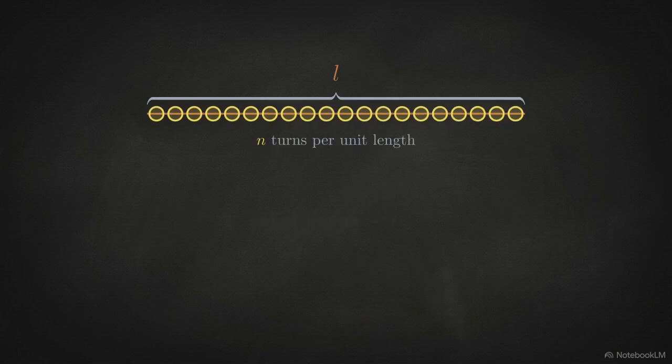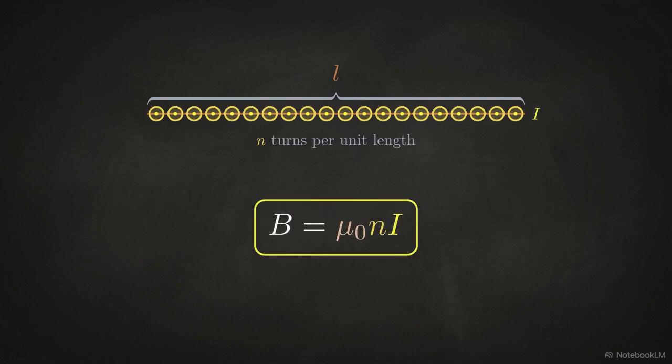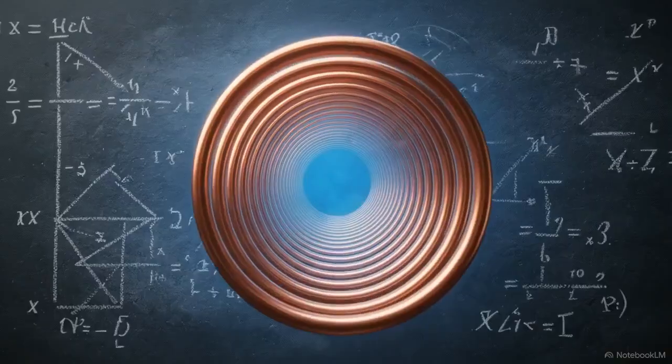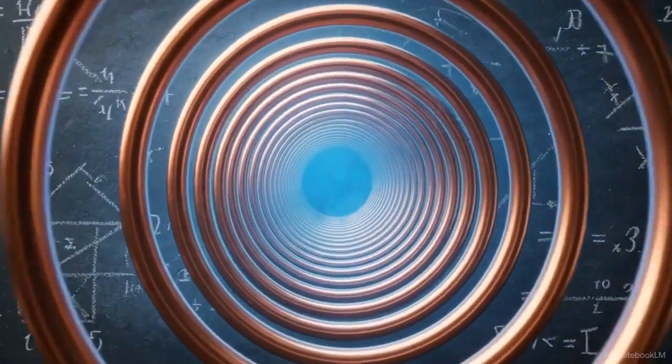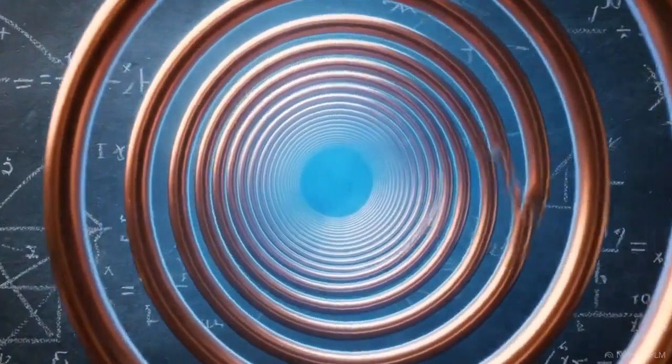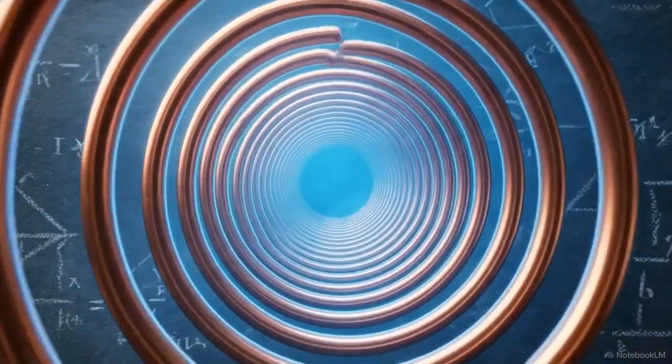For the total enclosed current, N turns per unit length over length L gives N times L turns. Multiplied by current I, this forms our right side. Equating the path integral BL to this enclosed current times magnetic permeability, we simply cancel the L's to reveal the final equation, B equals mu naught times N times I. This result shows the internal magnetic field is independent of position. It is determined exclusively by turn density and current.